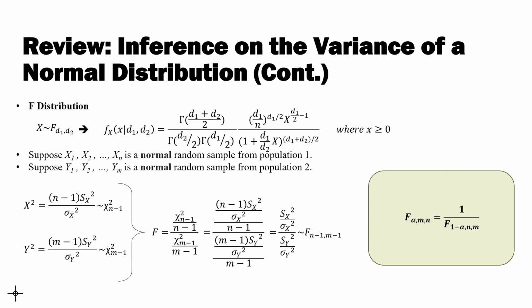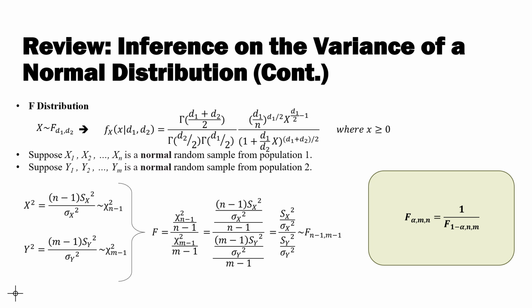Another interesting fact about F distributions is their reciprocal property. As we just discussed, the F statistic is the ratio of 2 scaled independent chi-squared random variables, each divided by their respective degrees of freedom. So if random variable f follows an F distribution with n and m degrees of freedom, 1 over f would follow an F distribution with m and n degrees of freedom.